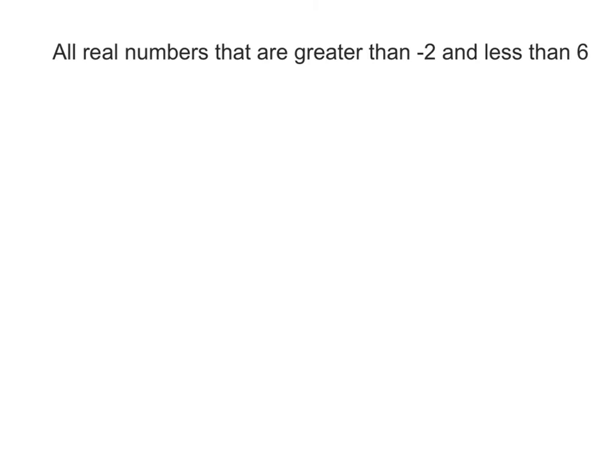All right, let's do some more practice with graphing and interval notation. All real numbers that are greater than -2 and less than 6. When we do our graph, we have -2 and 6, and I'm just going to throw 0 in there. 0 is closer to -2 than 6. So we want it to be greater than -2. Greater than, we shade to the right. So that's for that one.